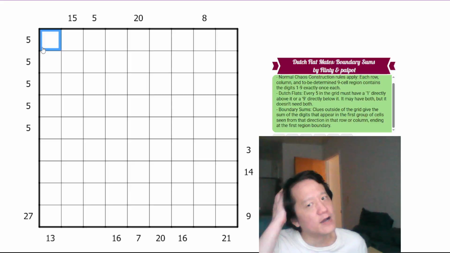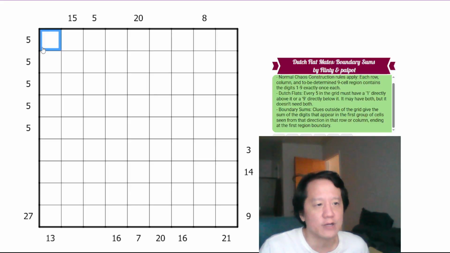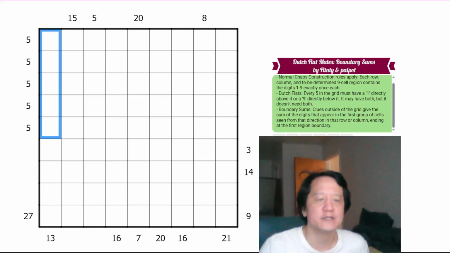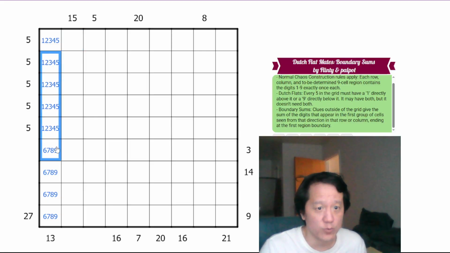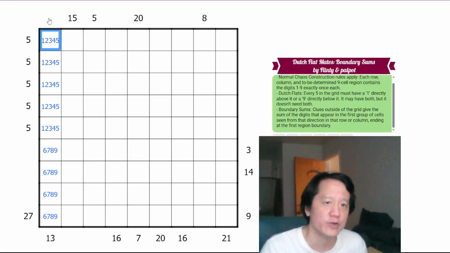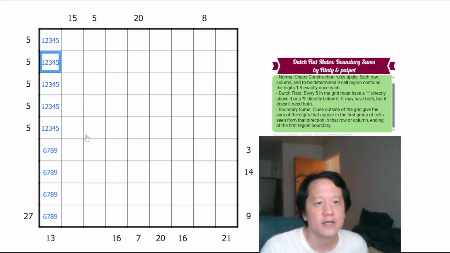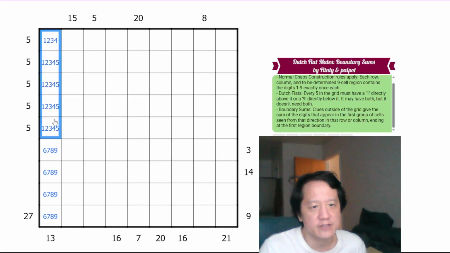And every 5 needs a 1 above it or a 9 directly below it. Well, these have to be from 1 through 5 here, which means the remaining digits here have to be 6 through 9. Well, where can 5 be in column 1 then? 5 can't be here because there's nothing above it, and it can't have a 9 below it. 5 could be any of these as long as it has the 1 above it.